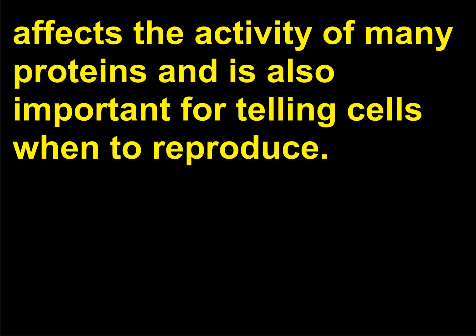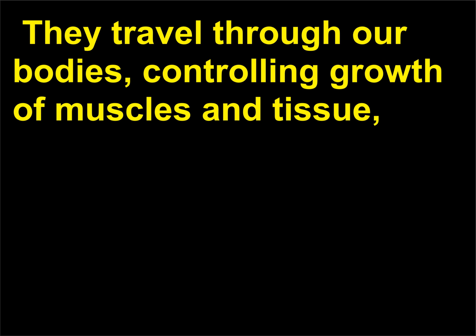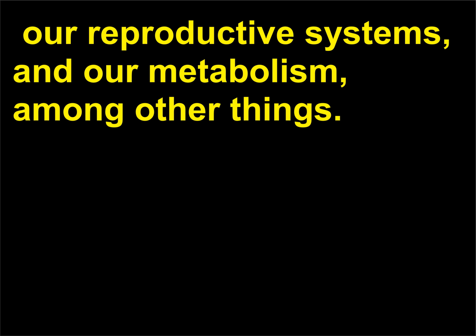Hormones are another type of chemical signal. They travel through our bodies, controlling growth of muscles and tissue, our reproductive systems, and our metabolism, among other things. These examples are just a small sample of the huge number of processes controlled by chemical signaling.